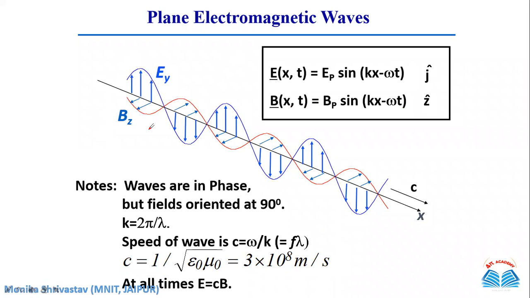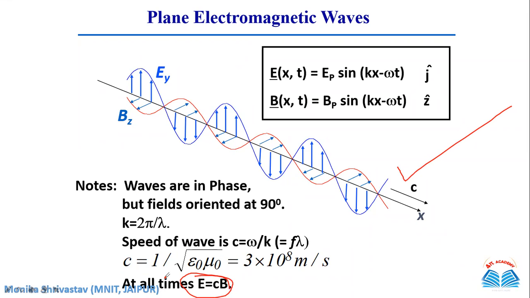Again, for the same diagram, these are the two relations. These two waves are in phase, like the components of this electromagnetic wave, the electric component and the magnetic component. If those fields are oriented at 90-degree angle, then we will write k equals to 2 pi over lambda. We will use the speed of wave, c. You know these things. And at all times, E will be equal to cB. This is the important result for electromagnetic waves: E will always equal cB.